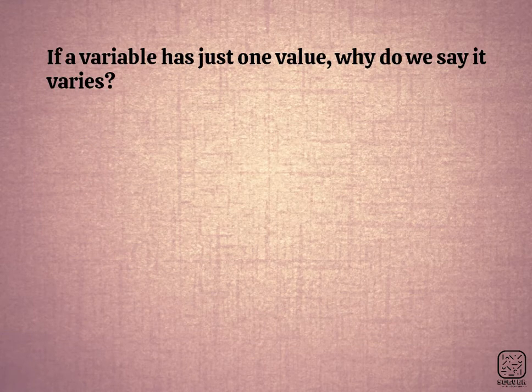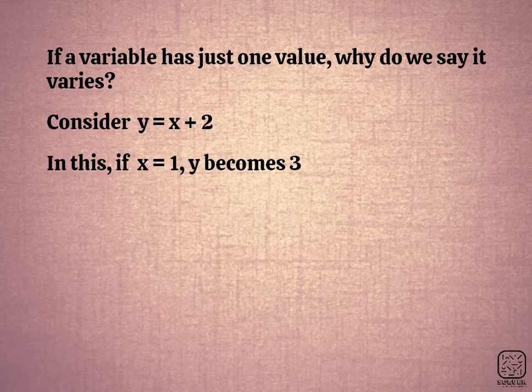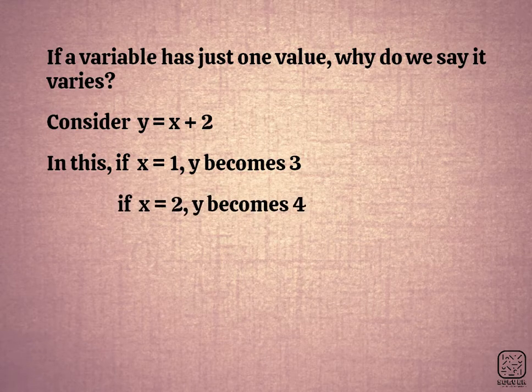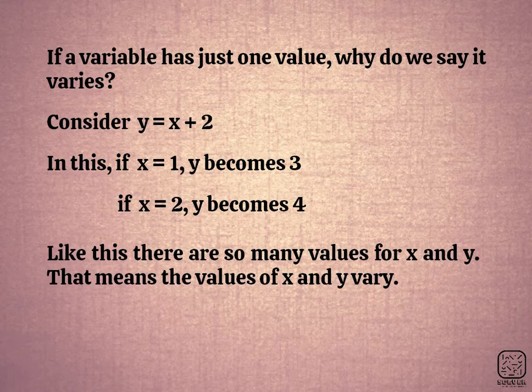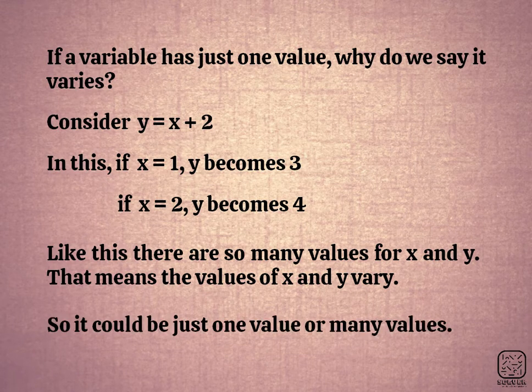If a variable has just one value, why do we say it varies? Let's consider y is equal to x plus 2. In this, if x is equal to 1, the value of y is 1 plus 2 equal to 3. If x is equal to 2, y becomes 2 plus 2 equal to 4. Like this, there are so many values for x and y. That means the values of x and y vary. So it could be just one value or many values.